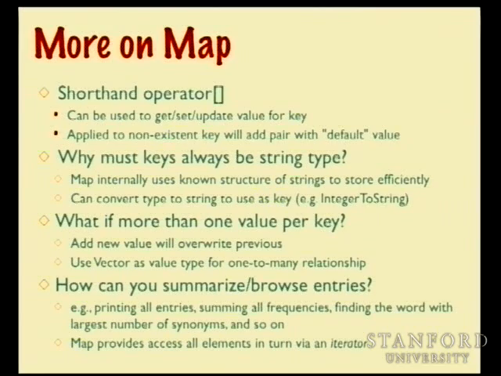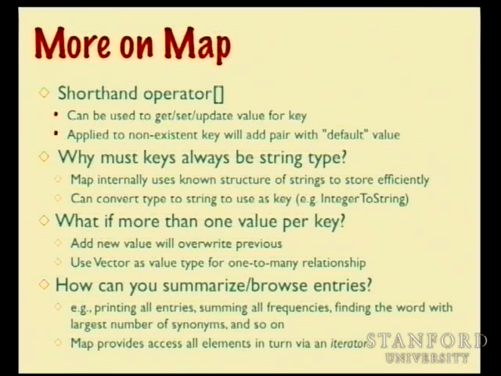The other question that comes up is, what if I have more than one value for a key? The thesaurus example I gave earlier: the key is the word, and the thing I want to map it to is the synonyms, that list of words. If I did an add of a word with its synonym, each subsequent synonym would just replace any previous pairing I'd put in.